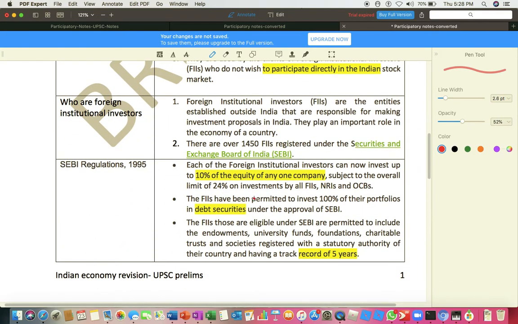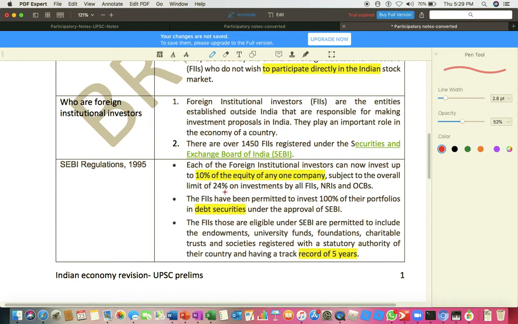Then, what are these SEBI regulations? Each foreign institutional investor can now invest up to 10% of the equity of a company, subject to an overall limit of 24% on investments by all foreign institutional investors. Overall investment that can come through FIIs in any one single company is only 10%. If it goes beyond 10%, it becomes an FDI.